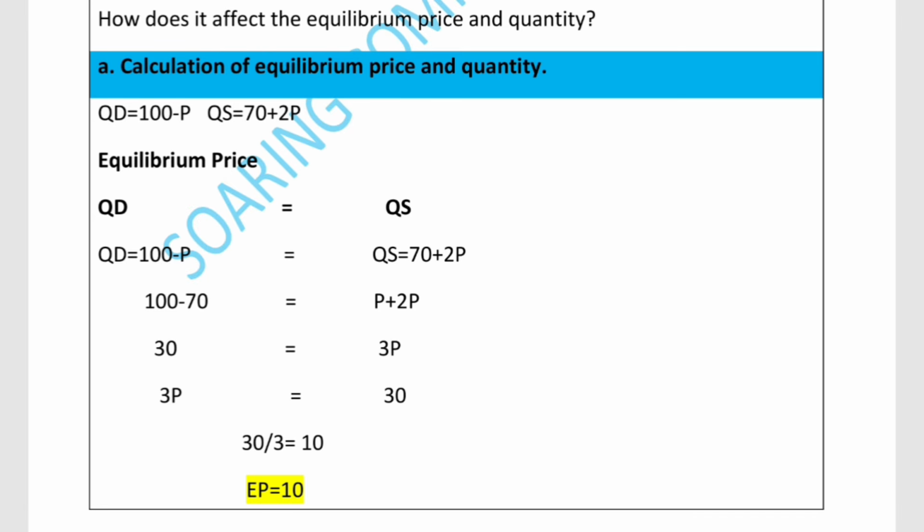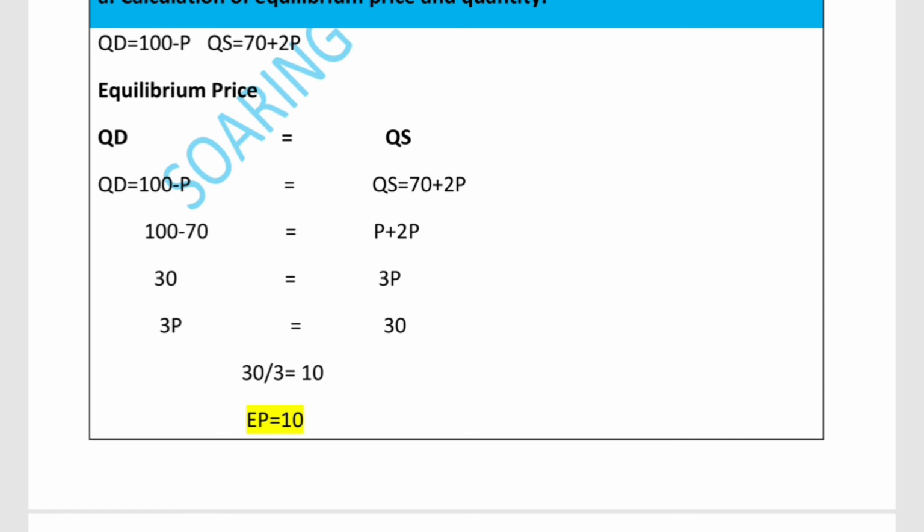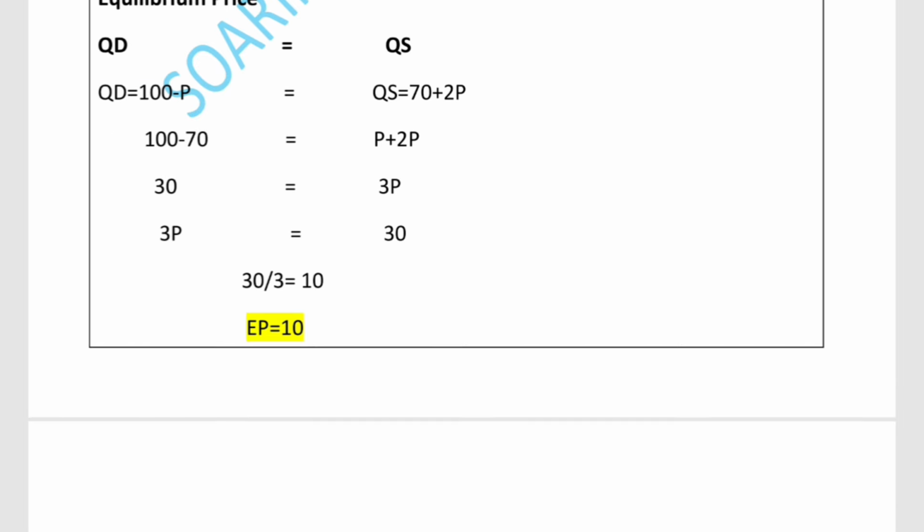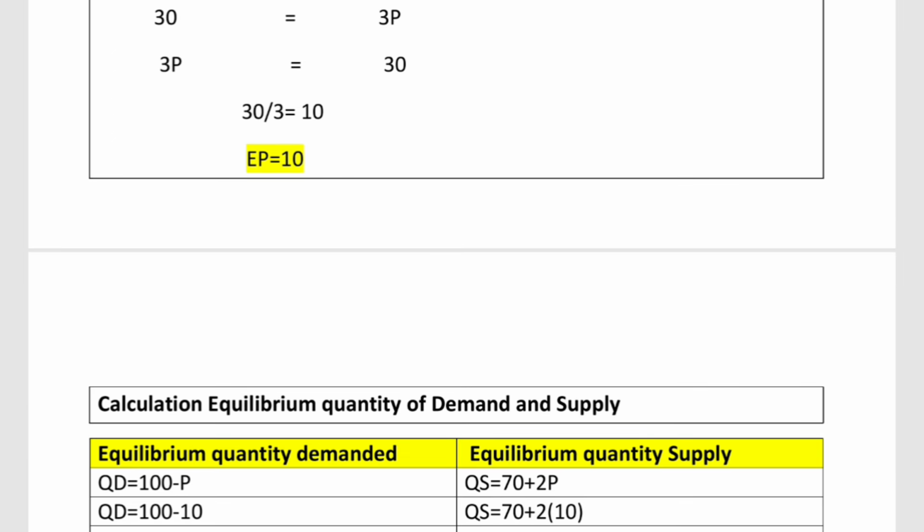Now 100 minus 70, what do we get? 30. P plus 2P, what do we get? 3P. Now bring this 3P to the left and 30 to the right. 30 divided by 3 equals what? 10. So the equilibrium price we got is 10.